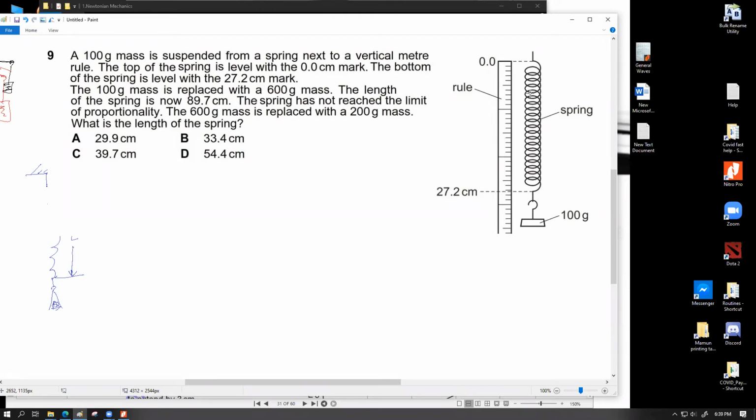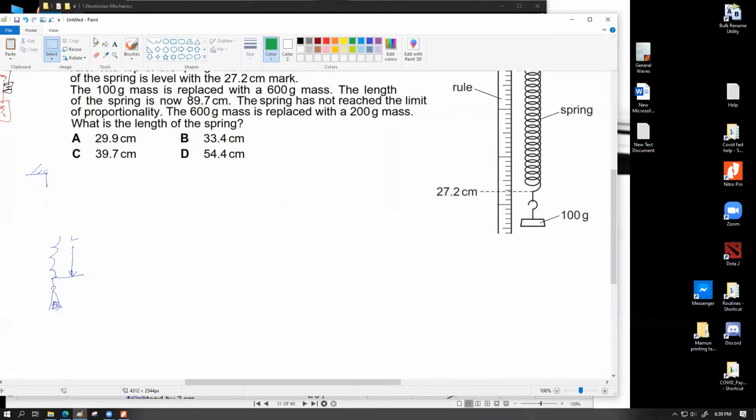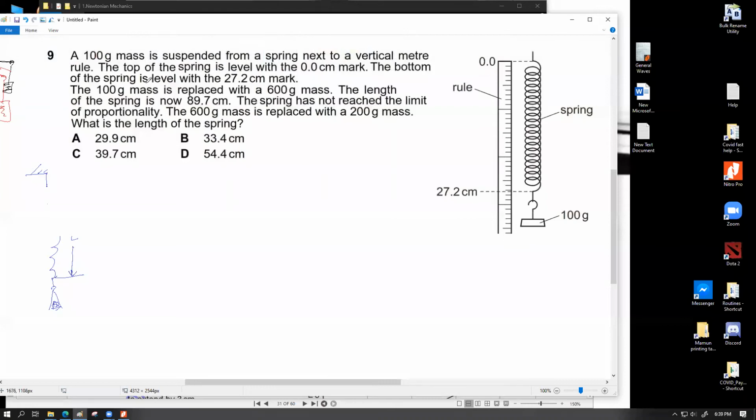So let's try to do stuff. For example, let's assume that for the 100 gram mass, the extension is x. So this entire length, 27.2 centimeter, is the original length of the spring plus the extension for the 100 gram mass. This is just one way to solve the problem. There are multiple different ways. I'm just showing you one that is easier to understand, but it's a bit elaborate. So let's assume that for a 100 gram load, we have an extension of x.